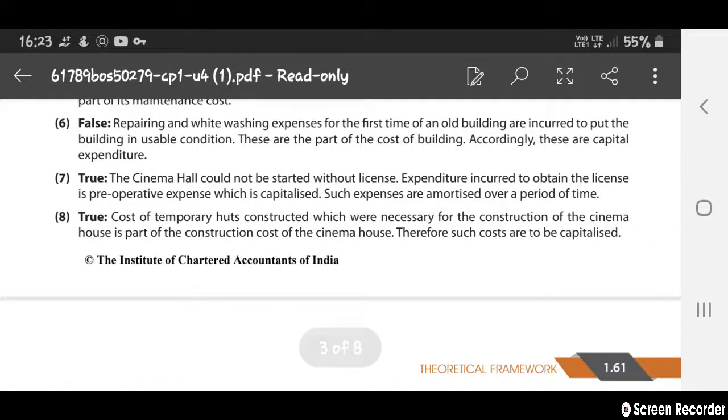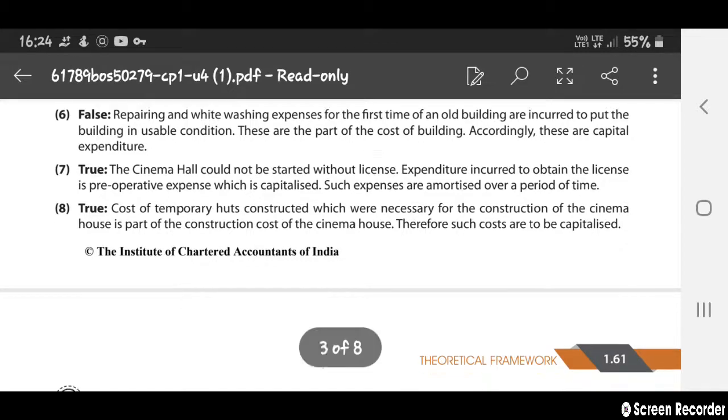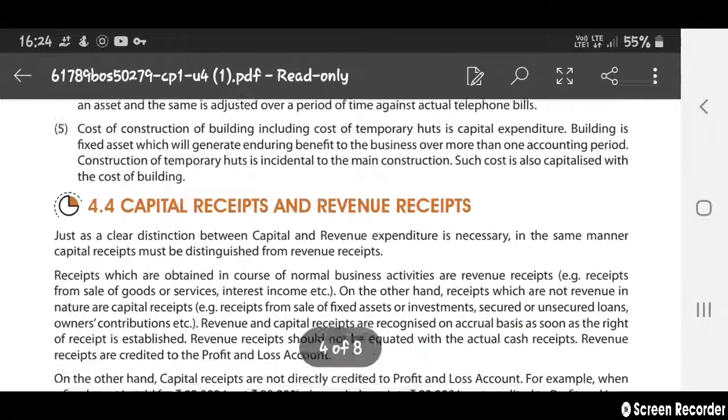So yes, it is right, because the cost of temporary huts constructed, which were necessary for the construction of the cinema houses, is a part of the construction cost of the cinema houses, and therefore these costs are to be capitalized.